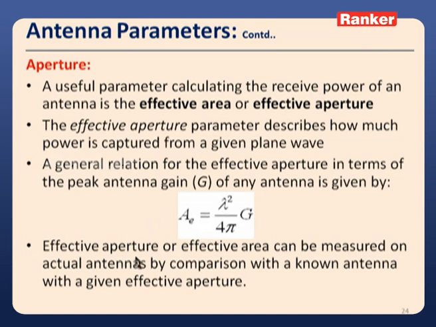So the effective aperture or the effective area can be measured on actual antennas by comparing it with a known antenna. So with a known antenna, how much area will be useful for transmission of the signal, and for the antenna being designed, how much area will be useful for transmission of a signal. So these two will be compared, and after comparison they will calculate the effective aperture of our antenna.